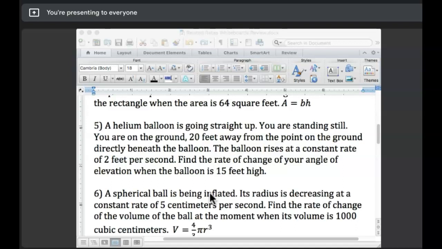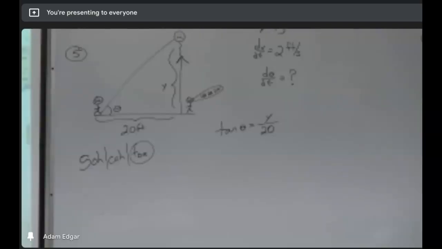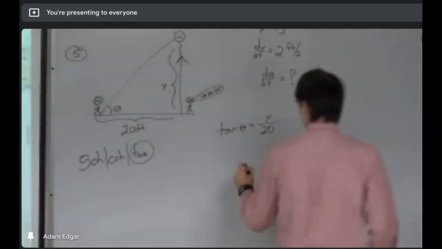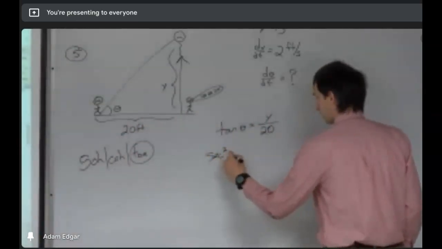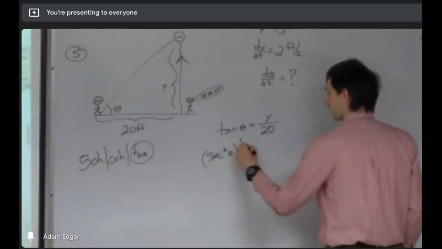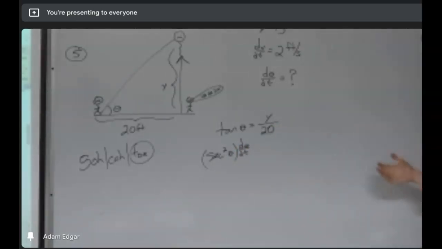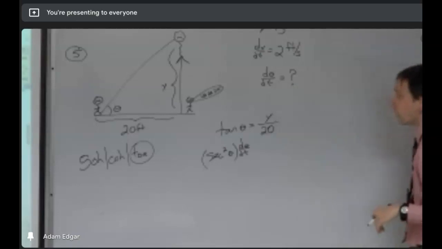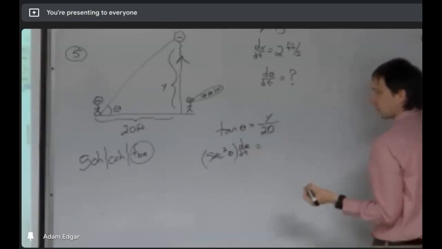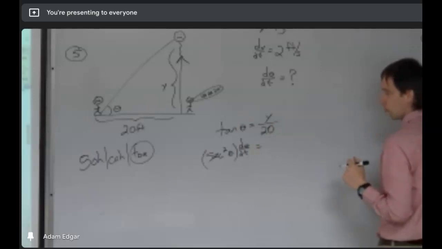And you have to differentiate this so that you have the main equation and its derivative. What's the derivative of that tangent equation? Secant squared theta, that's the derivative for tangent. Now don't forget something important: d theta dt. If you forget, just remember the goal is the rate of change of the angle, so I need d theta dt because that's what I'm looking for. Over here, what's the derivative of y over 20?